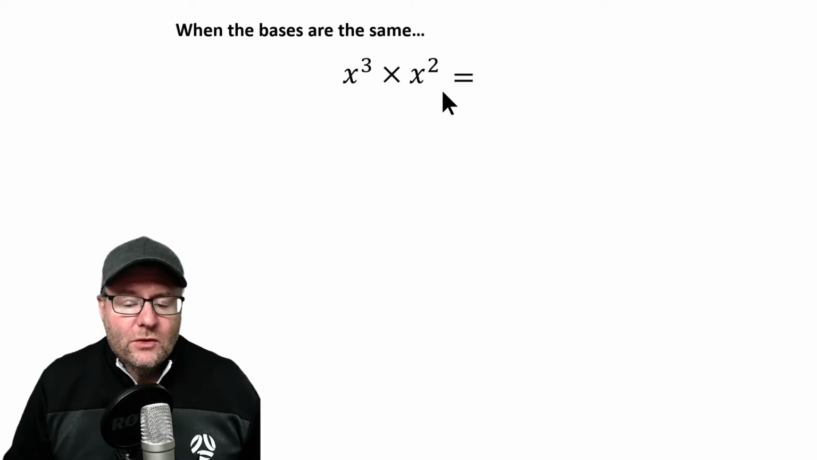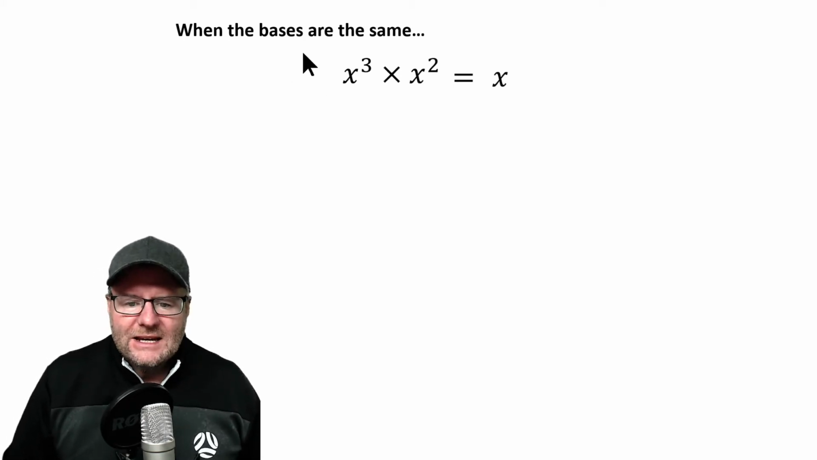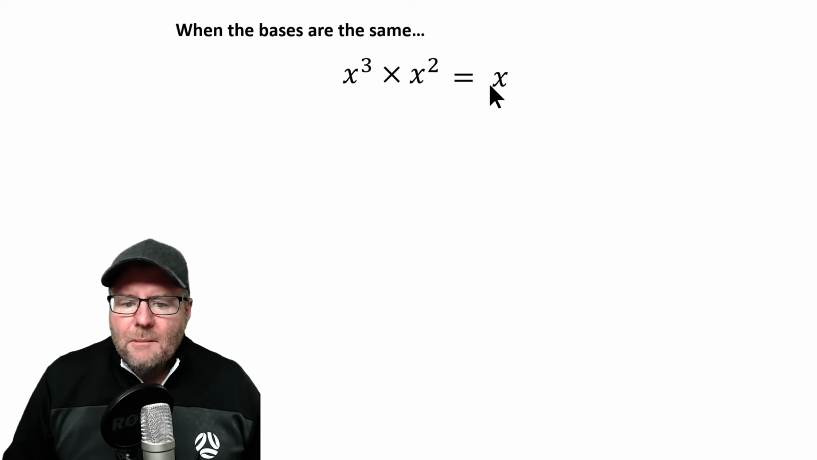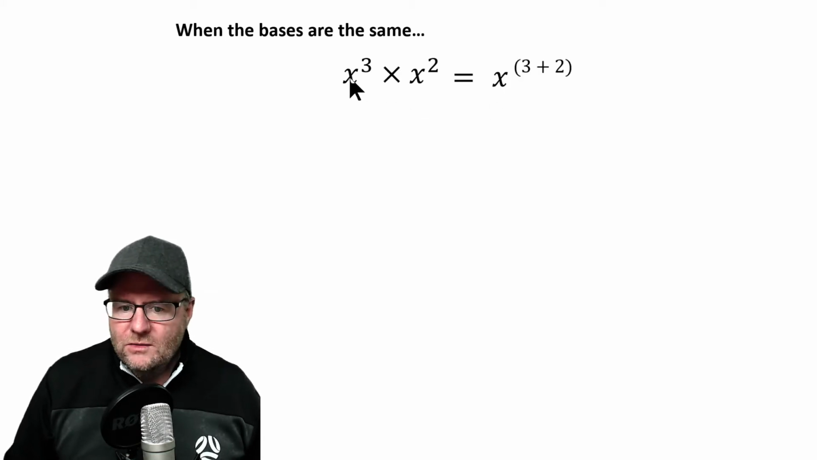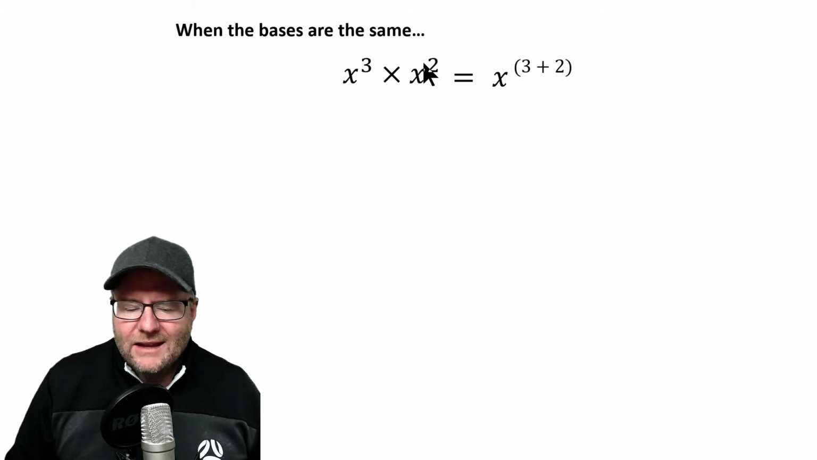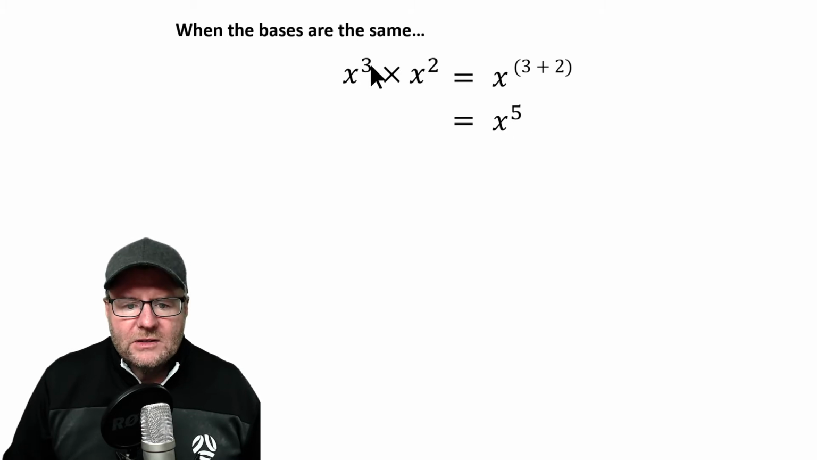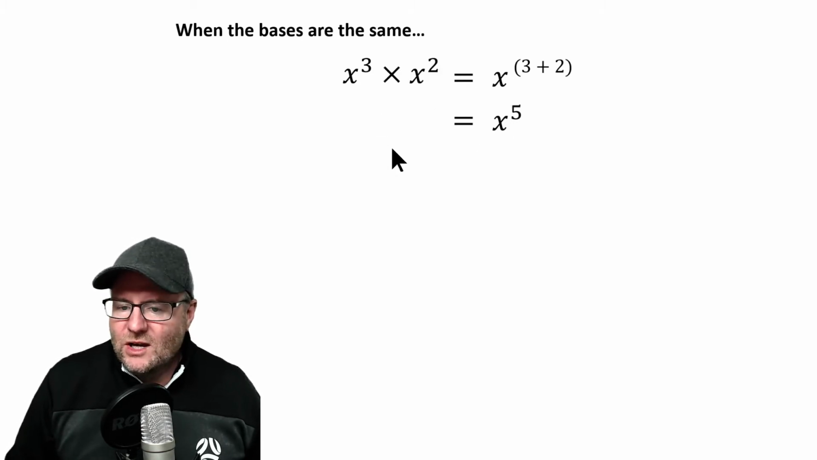Now, this is going to be the first of our index laws. The base stays the same. That's really important. When the bases are the same here, the base will still be the same in my answer. But the index, I add them. Okay, when I'm multiplying two things that have the same base, I just add the indexes. So my answer will be x to the power of 5, because I add the 3 and the 2. You'll notice the base doesn't change.